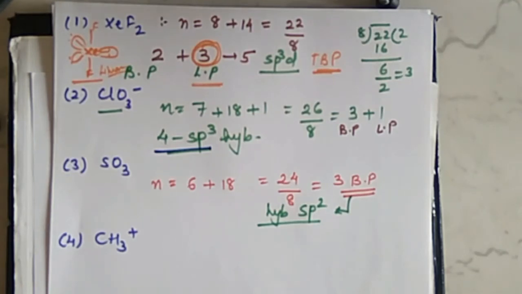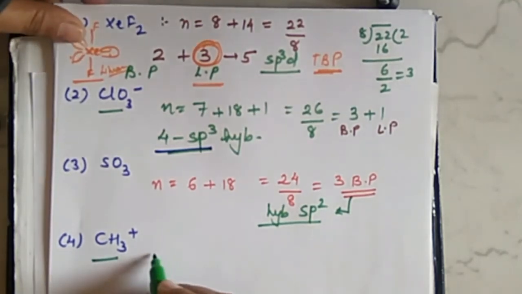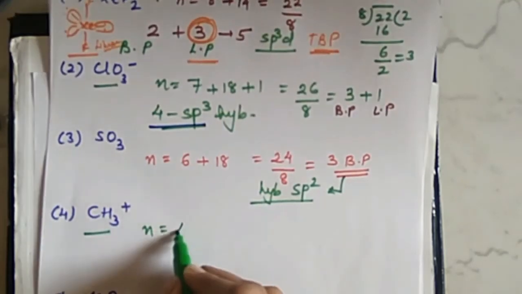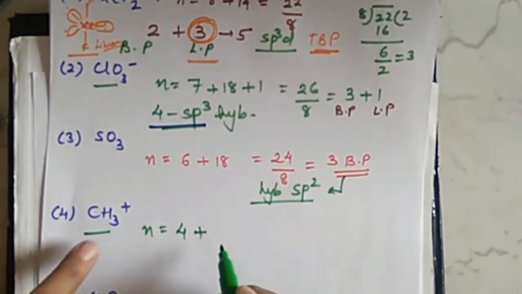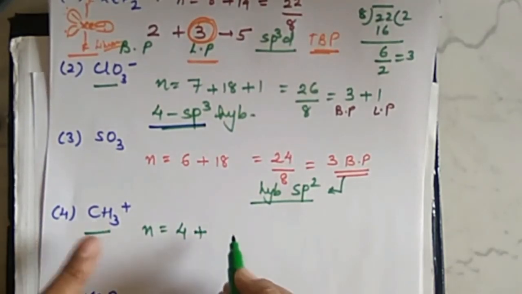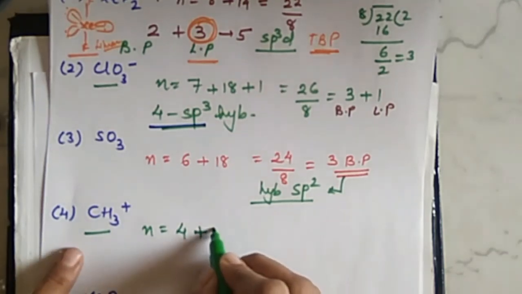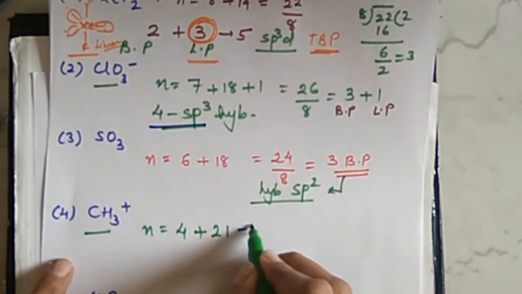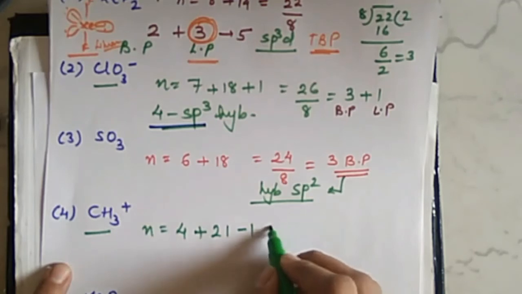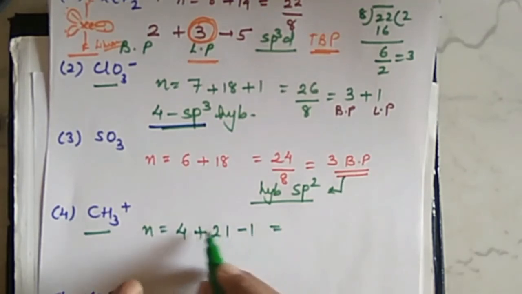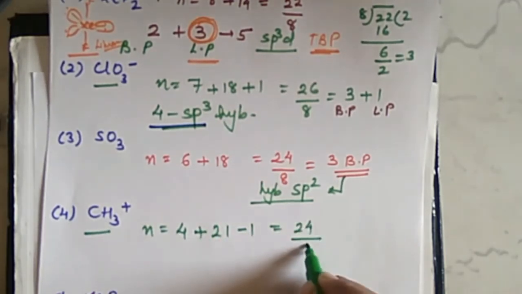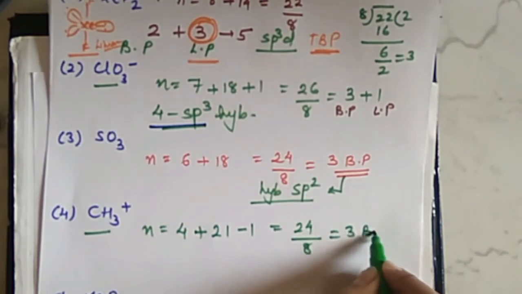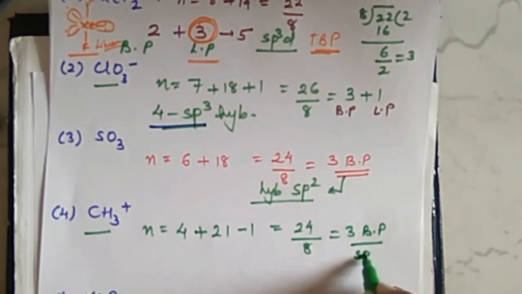CH3 plus, next one. N is 4 plus, yes, the exception: for hydrogen we have to take 7. 7 3s are 21 plus 1, so minus 1. So this gives 21 minus 1, 20 plus 4, 24 again, divide by 8. So we get 3 bond pairs and the regular geometry, again sp2 hybridization.